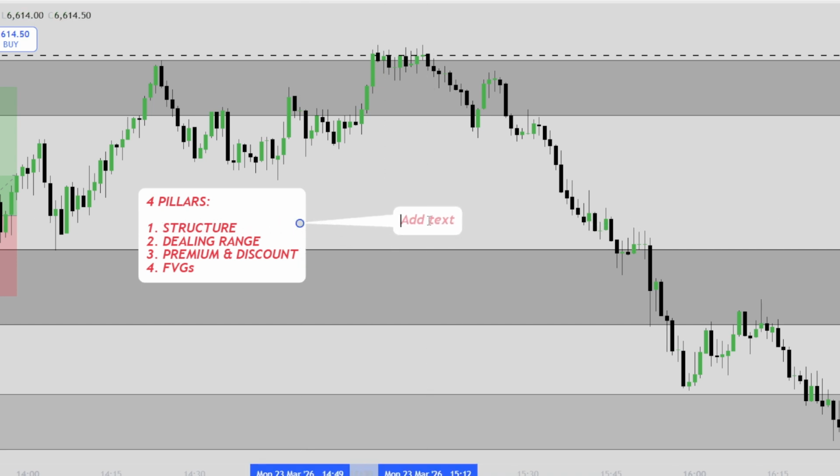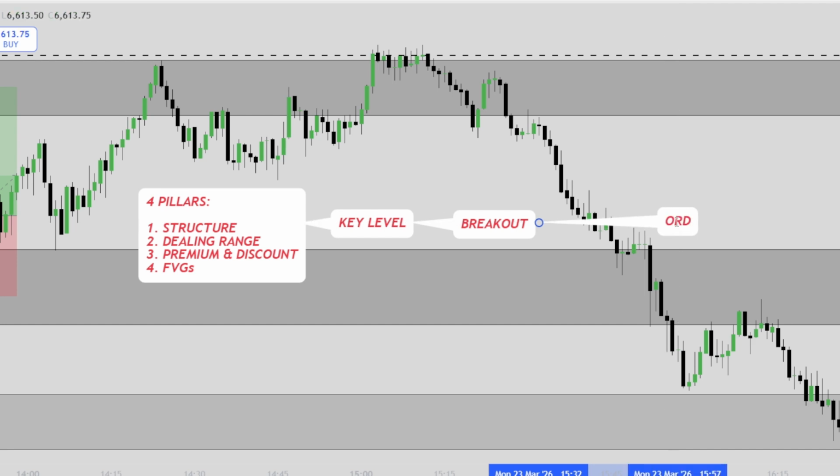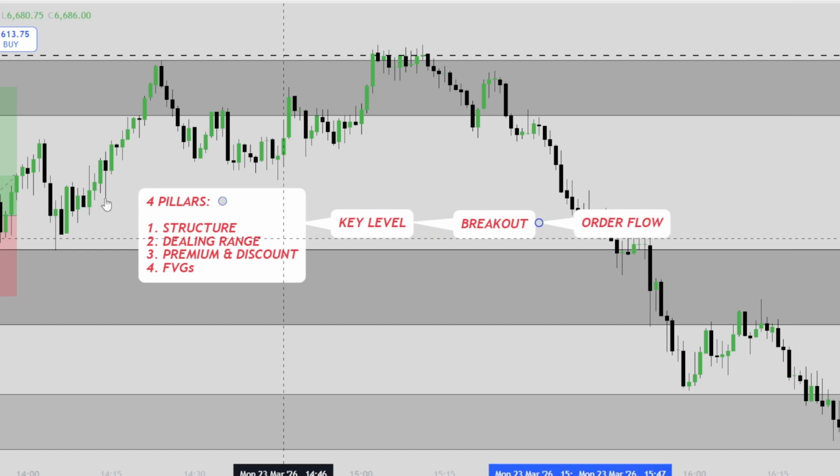And this is where order flow is so important. The whole purpose of this video is to show you how shockingly simple it is to use order flow. But in order for you to use order flow correctly, you need to understand where your key levels are. Once you understand your key levels, you then look for a breakout. And when you look for a breakout, you then use the order flow. So this is the simple step-by-step process that every trade needs to go through.